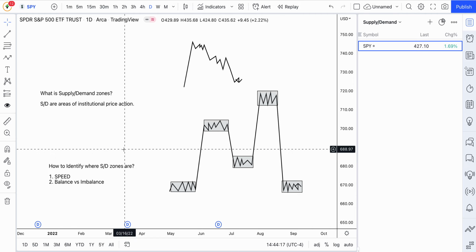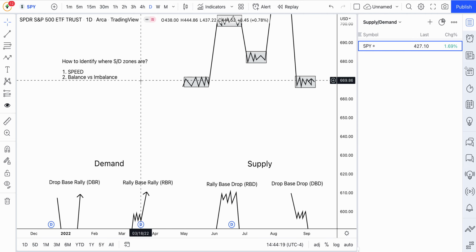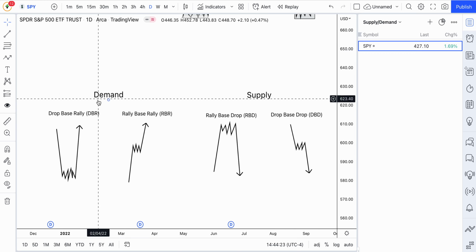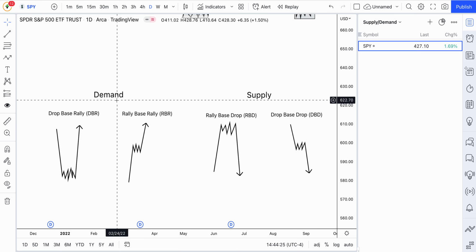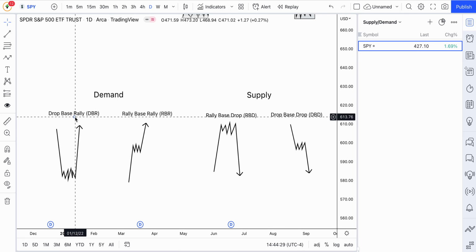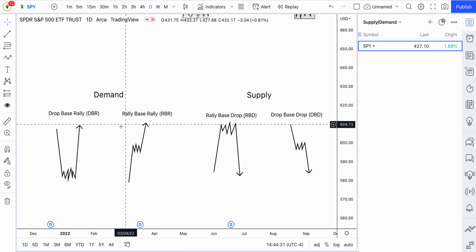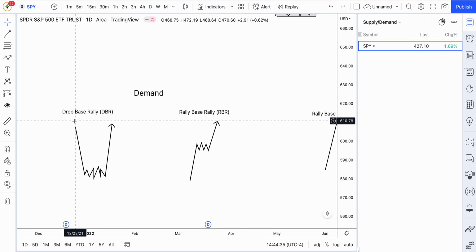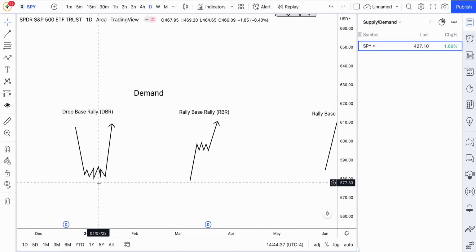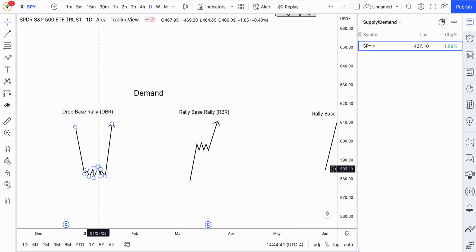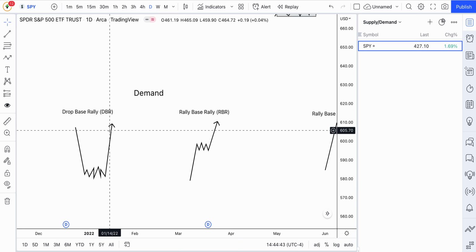So let's dive into the types of zones we have. There's 4 different zones, right? We're going to just stick with demand for now, and then I'll get into supply in a second. So we have something called a drop-base-rally and a rally-base-rally. Going back to what we said with the balance versus imbalance, price drops, consolidates, and we have a fast price action move higher, right? That would be the rally. So drop, this is the base, and then rally, right?